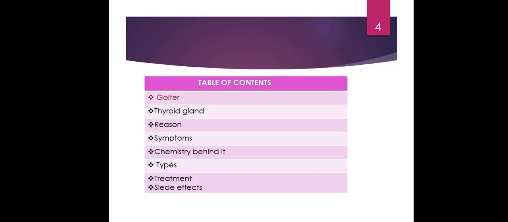Table of contents: what is goiter, what is the thyroid gland, reasons for goiter, different symptoms of goiter, the chemistry behind it, different types of goiter, medication, how we can detect goiter, treatment and side effects.